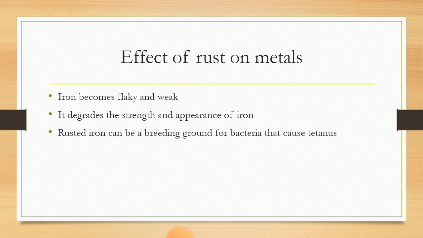Rusted iron can be a breeding ground for bacteria that cause tetanus. You know what tetanus is? It's a disease that infects open injuries, introduces germs into the injuries, and then it can cause other serious medical ailments. Okay, it kills actually, it's very serious. So children are also always given a vaccine to prevent them from this tetanus. But a very good breeding site for this tetanus bacteria is rusted iron.